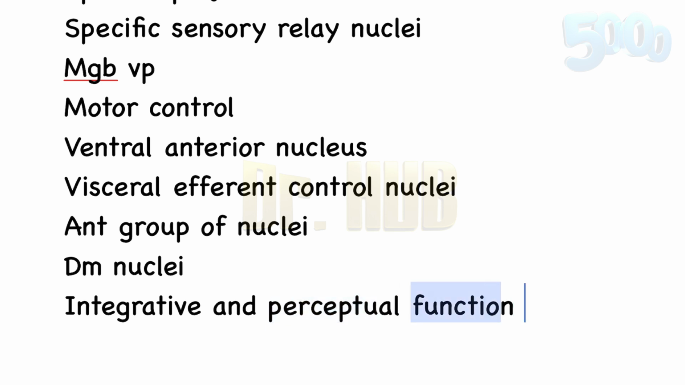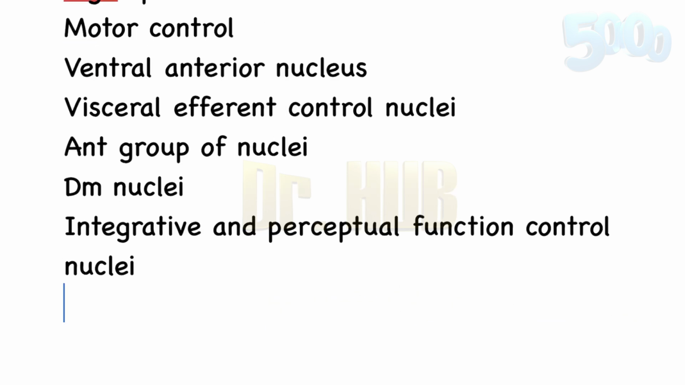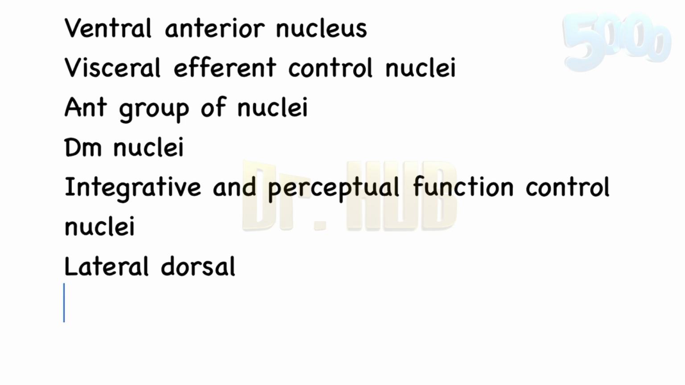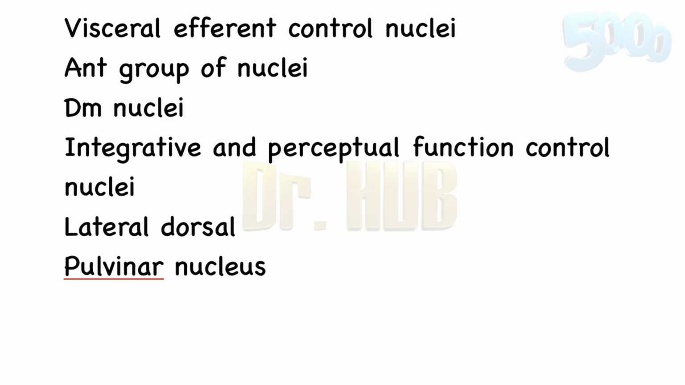This includes the pulvinar nucleus, the lateral dorsal nucleus, as well as the lateral posterior nucleus. So the first one we saw was the pulvinar nucleus, then the lateral dorsal nucleus and the lateral posterior nucleus. Now this was all the specific projection nuclei.